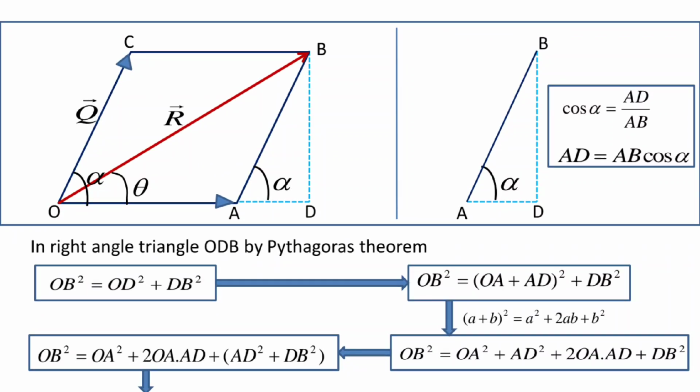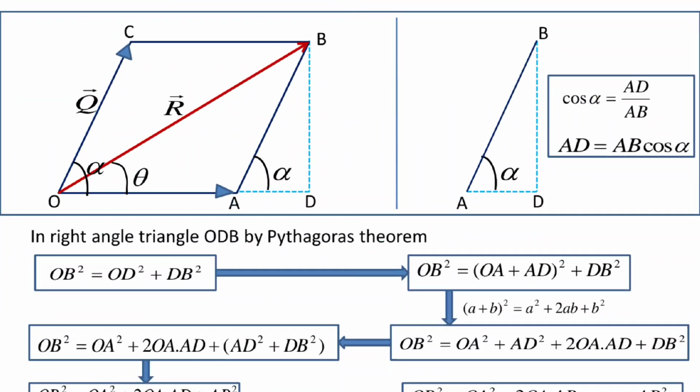Now, in a right angle triangle ODB, by Pythagoras theorem, OB square is equal to OD square plus DB square. Now from figure, it is clear that OD is equal to OA plus AD. Therefore, in place of OD we can write OA plus AD. Now the equation becomes OB square is equal to (OA plus AD) square plus DB square.